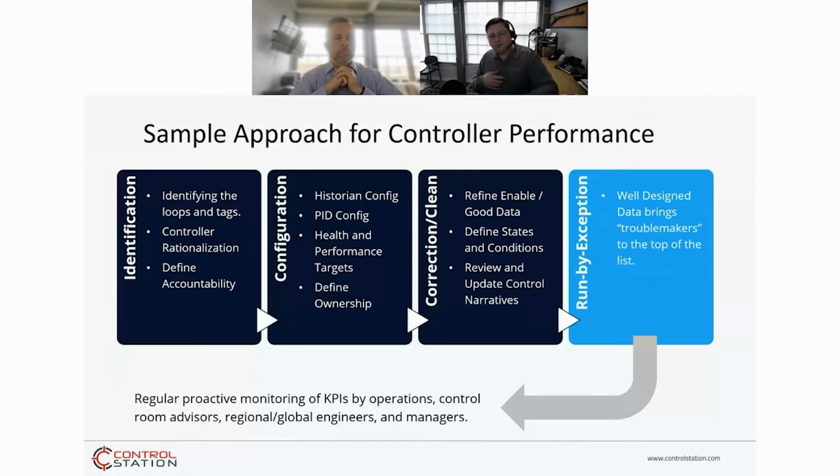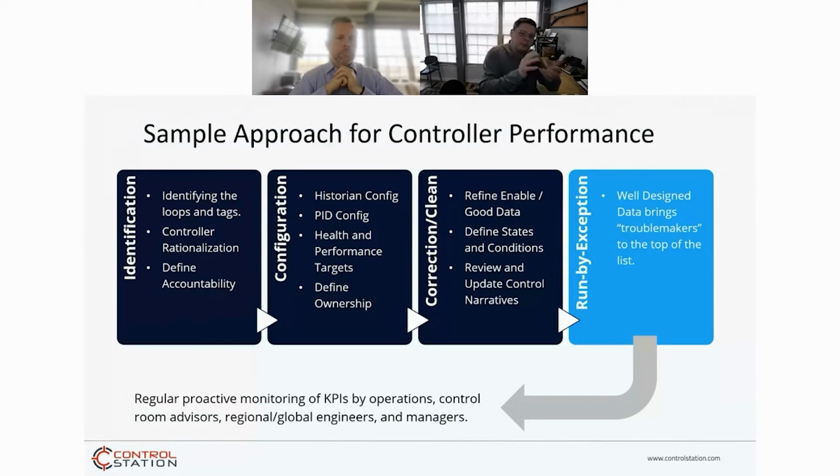Then you have to start to refine your data. You got to cleanse the data. When is the data good? When is it bad? Start to define states and conditions. What's startup? What's runtime? Are there different recipes, different batches? How do those impact the OCE? How can you expand those conditions and states, right?